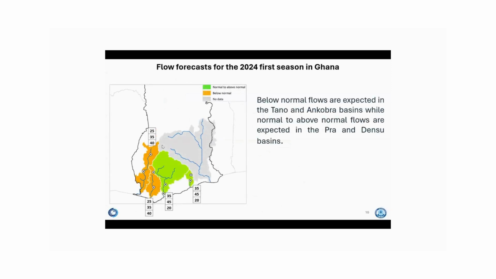For those in the river basins, we are expecting a below normal flow within the Tano and the Ankobra basins, and then a normal flow around the Pra and the Densu. The Volta Lake takes its tributary rainfall from the catchment areas of the Black and White Volta. So when we do the forecast for the north, we'll be able to talk about the Volta Lake.